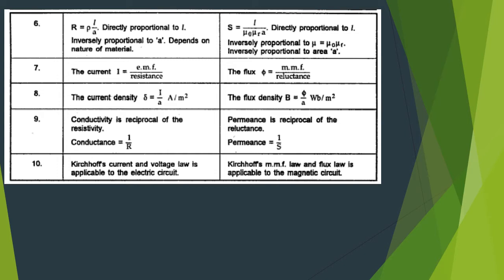Next one is the current density. Current density rho is equal to I by A, measured in unit A per meter square.